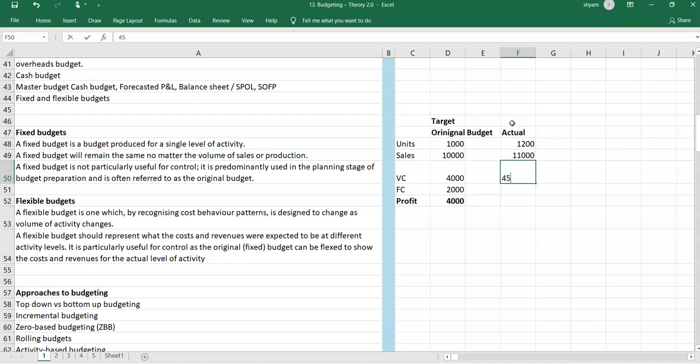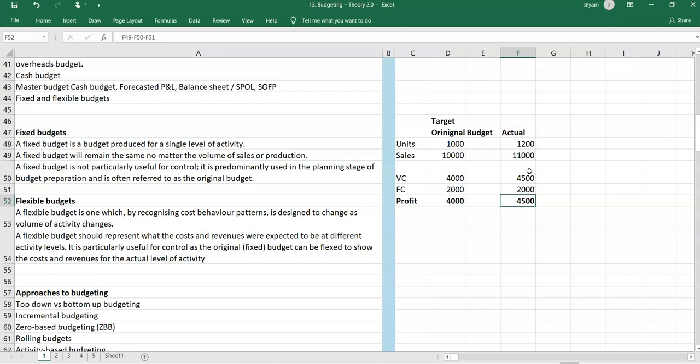And the production manager has achieved a cost of 4,500 for 1,200 units. His fixed cost is 2,000. And finally we try to find out what would be the profit. So the profit would be, I think we have to work it out. Okay, so 4,500 is the profit. Now the question is, is this profit good enough for the company or not?